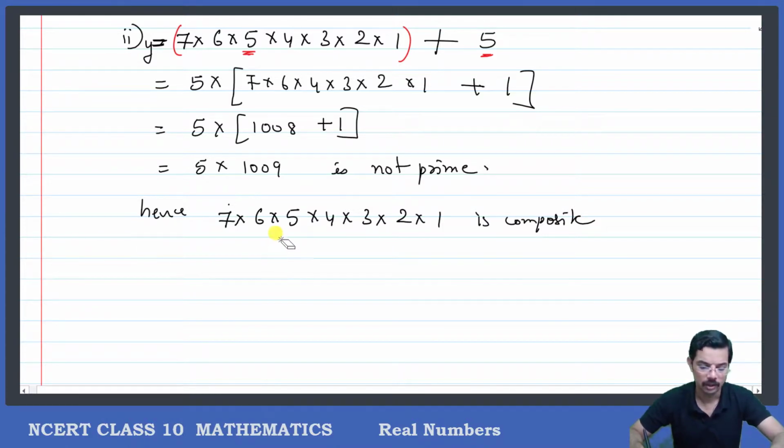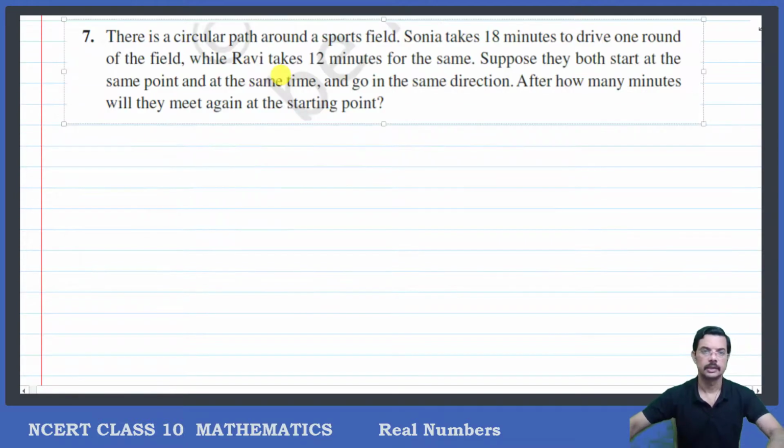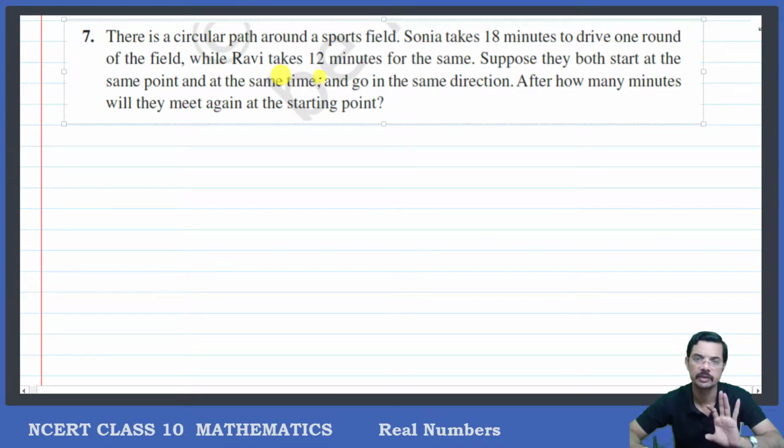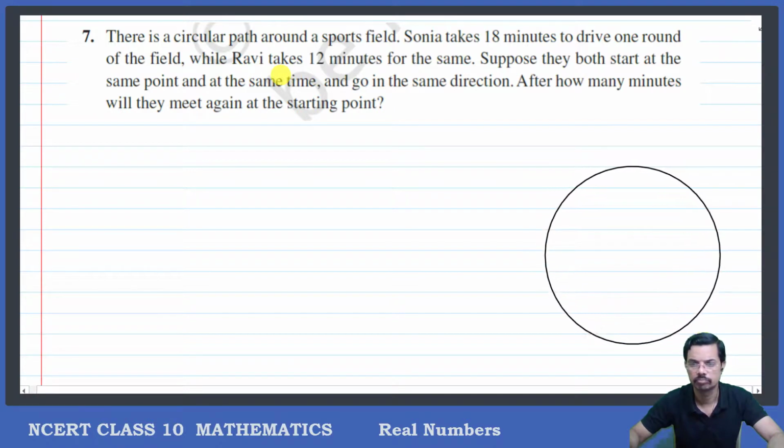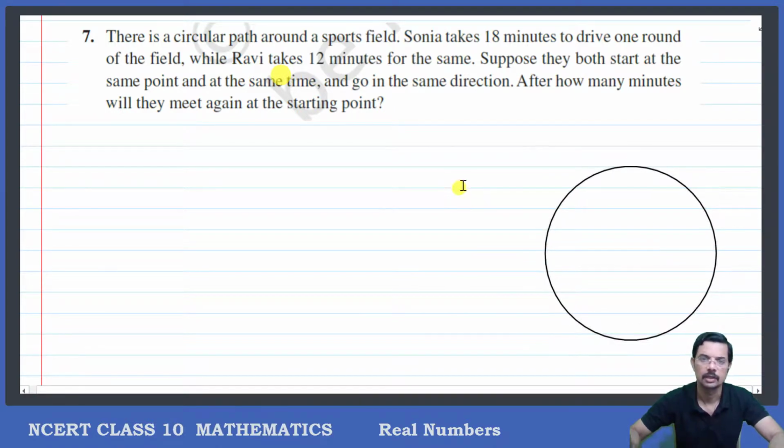Yes. Okay. Now question number 7, the last question for today. There is a circular path around the sports field. Sonia takes 18 minutes to drive one round of the field. Ravi takes 12 minutes for the same. See, the situation is something like this. There is a circular space, a road or something.